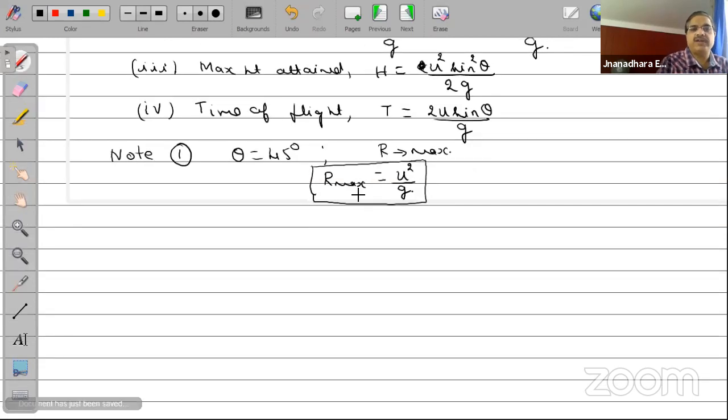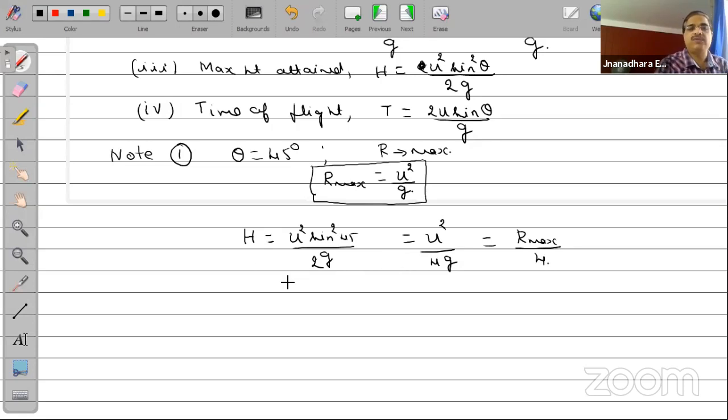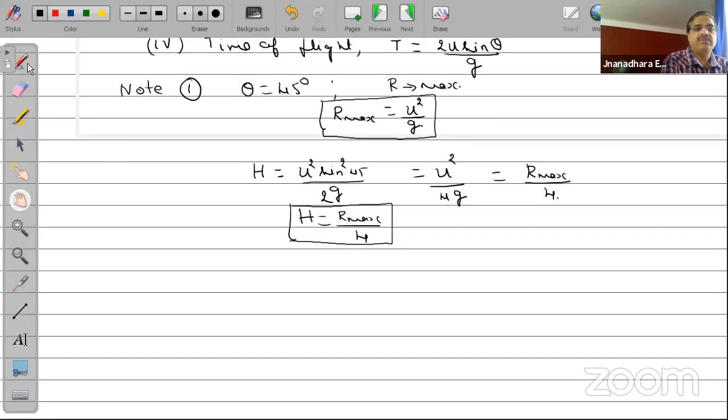When theta equals 45 degree, what will be the maximum height attained by the particle? This will be equal to u square sine square 45 by 2g. So this will turn out to be u square by 4g, or this will be equal to R max divided by 4. When you have maximum range, height will only be 1/4 of the range. I'm sure you all would have done this in the first year. I'm only trying to recollect all these ideas so that you will be quick in answering MCQs. All right, that is the intention.